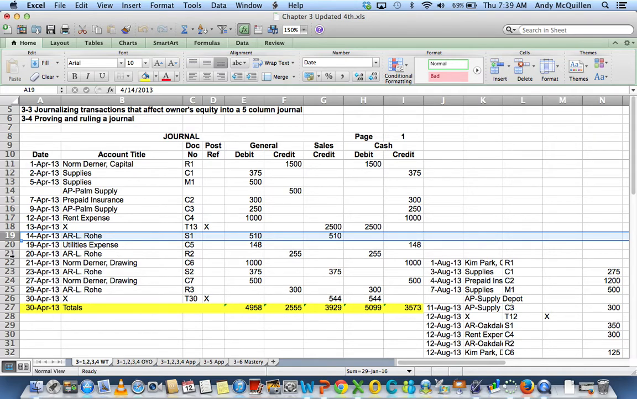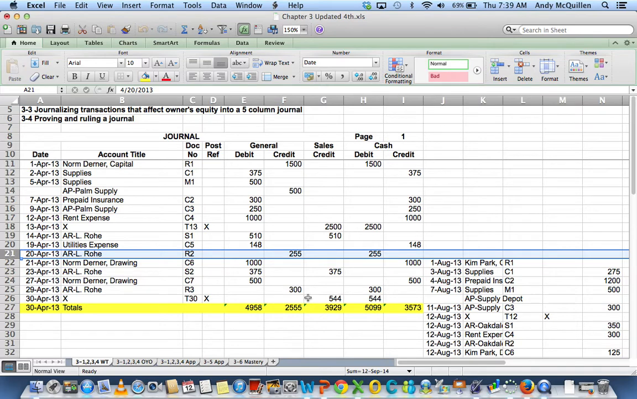The next one on the 20th is that Elro made a payment to us, or paid us cash on account. Their accounts receivable is going to decrease, that's why it's credited, and our cash is going to increase, that's why cash is debited.